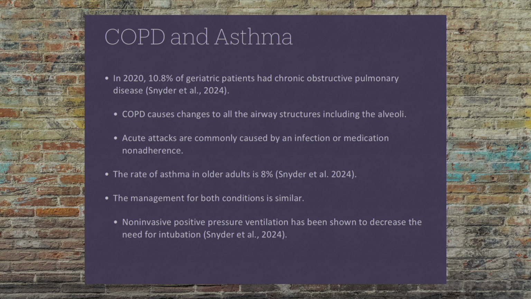So, in older patients, be on the lookout for symptoms of a COPD exacerbation, such as progressive dyspnea, use of accessory muscles, prolonged expiration, wheezing and rhonchi, or pursed lips. Acute asthma attacks in older patients are commonly caused by an infection or medication non-adherence. The rate of asthma in older patients is as high as 8%, according to Snyder et al. Asthma is characterized by bronchospasm, edema in the lining of the bronchioles, and accumulation of airway secretions. This can be complicated by comorbidities and age-related changes in lung function.